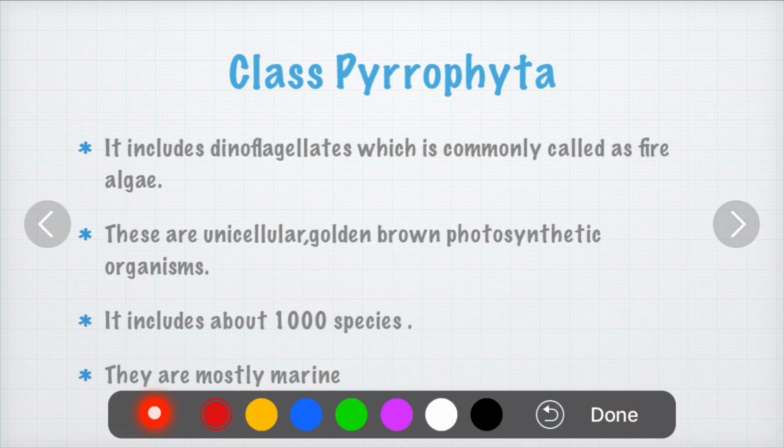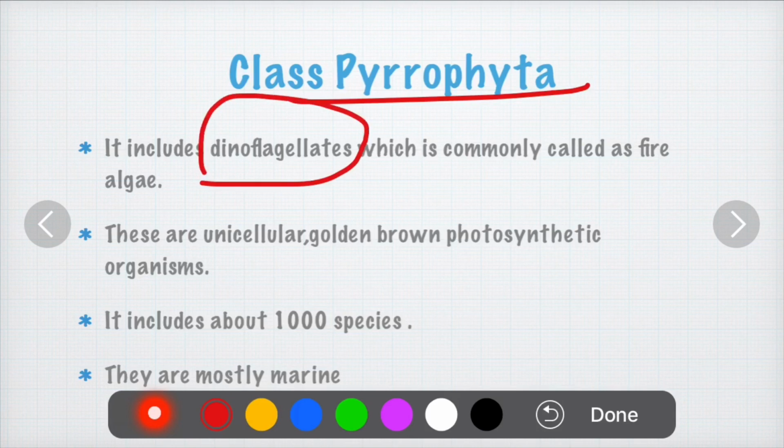The third class under division 1 of the kingdom Protista is the class Pyrrophyta, which is also called the dinoflagellates because it includes the dinoflagellates, and it is commonly called fire algae.